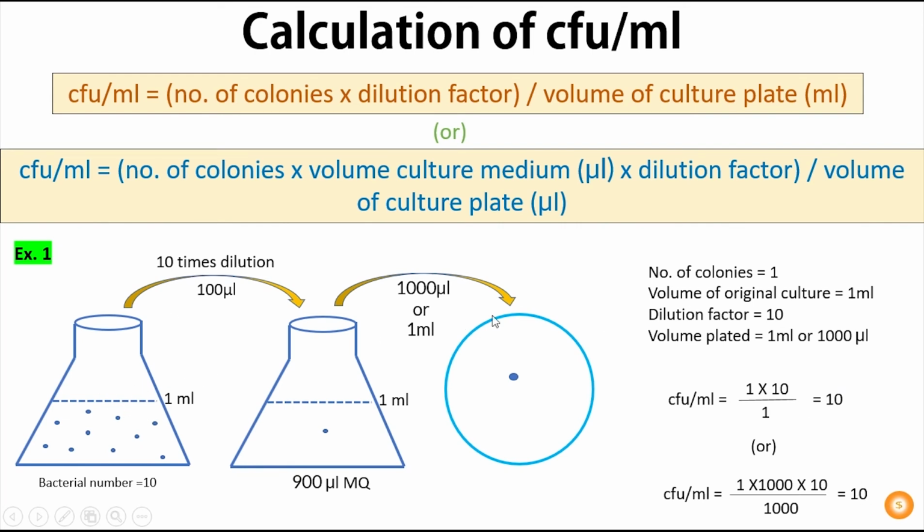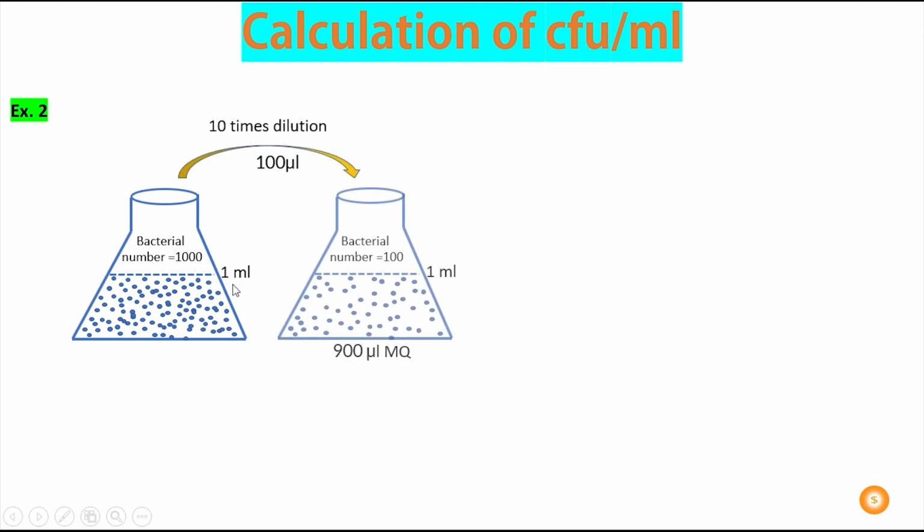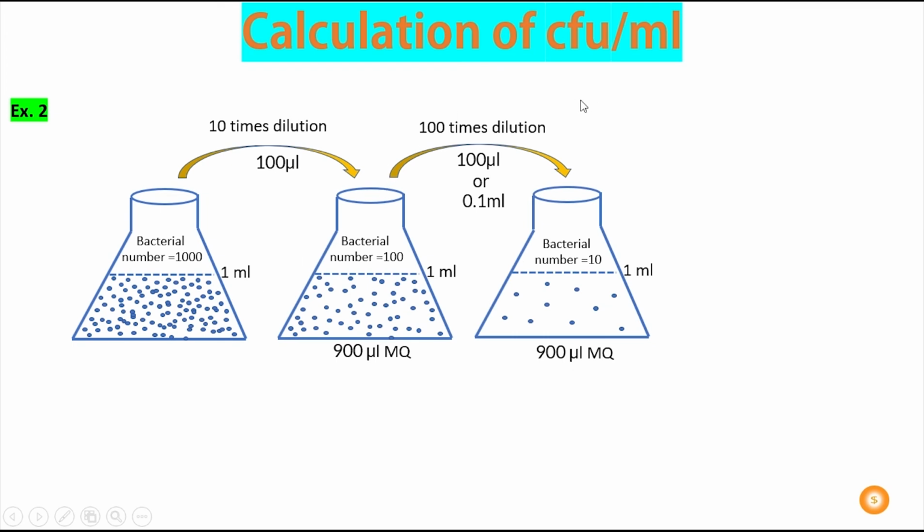Let's discuss another example. Suppose 1 ml bacterial suspension contains 1000 viable bacterial cells. We did serial dilution and diluted it 100 times. 100 microliter of the 100 times diluted bacterial suspension was plated on an agar plate.